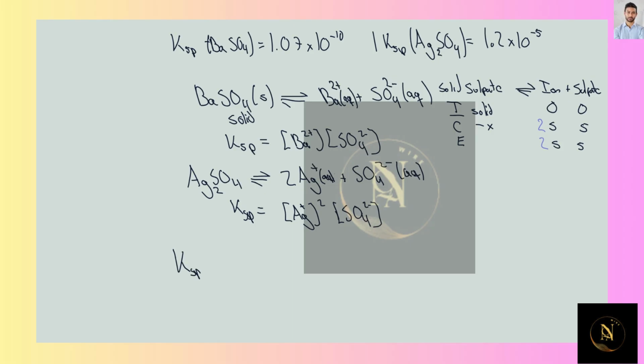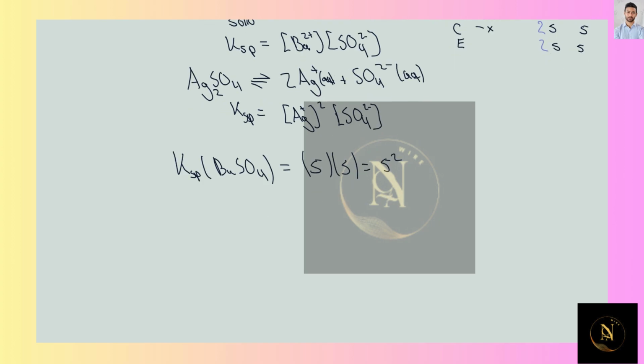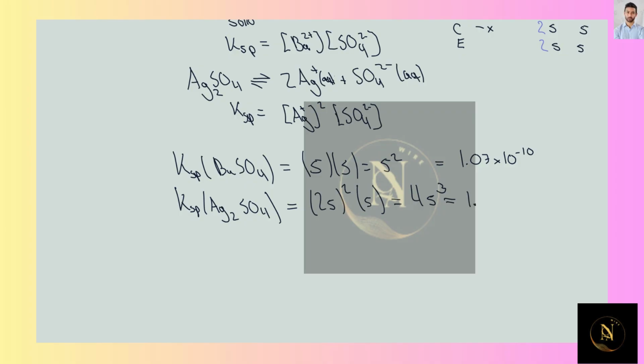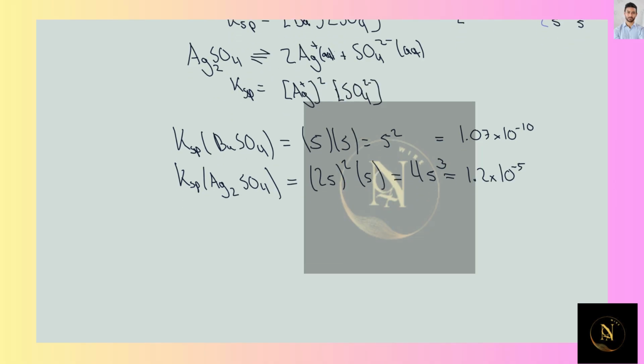Replacing those values for barium sulfate, that solubility product constant is going to be S times S, so directly S squared. And for the case of silver sulfate, this is going to be 2S squared times S, which becomes 4S cubed. In order to know what that value of S is going to be, we need to solve this for both of the equations. So for barium sulfate, we mentioned that this was 1.07 times 10 to the minus 10. And for silver sulfate, the value is 1.2 times 10 to the minus 5. Now let's find the corresponding values of S.